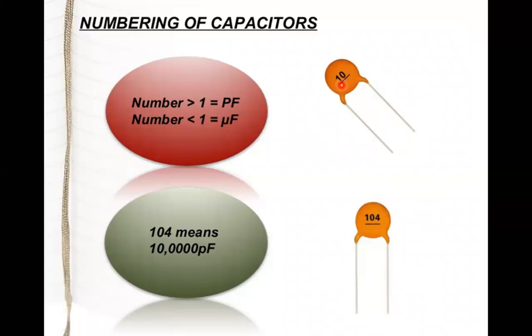See here, 104. It is printed as 104. 104 means 10 followed by 4 zeros: 1, 2, 3, 4. So it is 100,000 picofarad. This has the value of 100,000 picofarad.